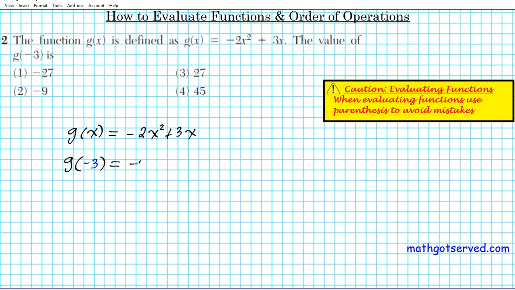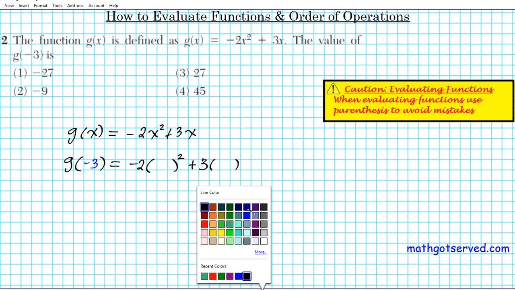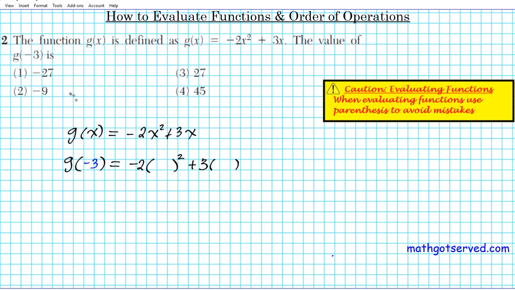Okay, so we have negative 2. What's going to happen is all the spots that have x's, we're going to take out the x's and replace them with parentheses. Why are we doing that? Well, it's because we're going to substitute the new x value, which is negative 3, into the empty spaces. So you have g of negative 3. This input value right here is your x value. So x is basically negative 3. So we're going to take this particular x value and we're going to put them into the x positions. All right, think about it as substituting.